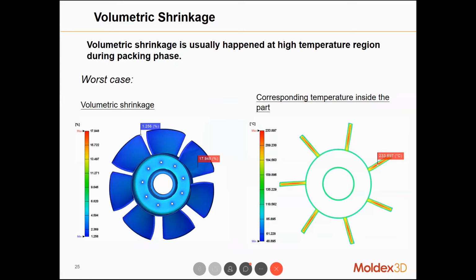And the right picture shows you the temperature profile inside the part after slicing the part. So in here we can see the volume shrinkage usually happens at the higher temperature region during the packing phase. So in this case, it's a worst case. In this case, the volume shrinkage is about 17%.